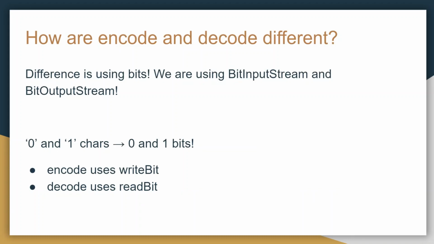So how are encode and decode different? I just said this, but we're using bits, and this is just a little bit more information. It's kind of just reiterating what I already said.